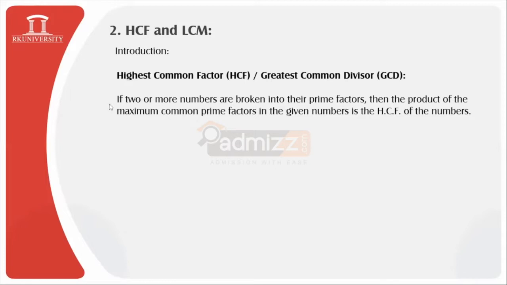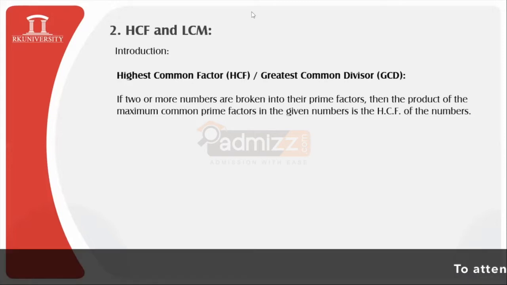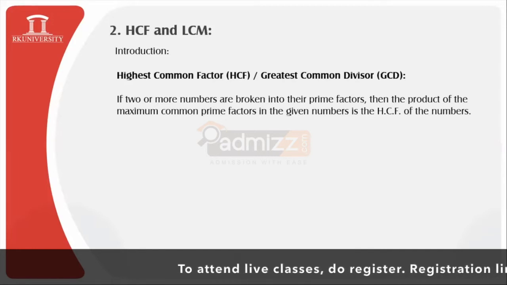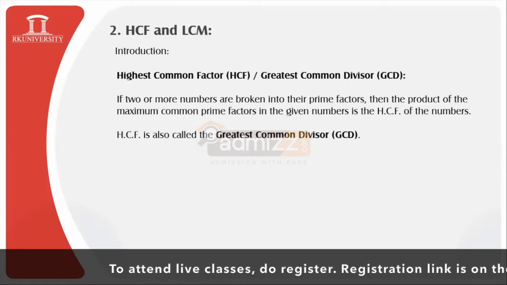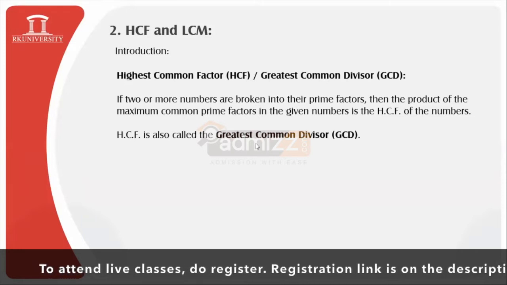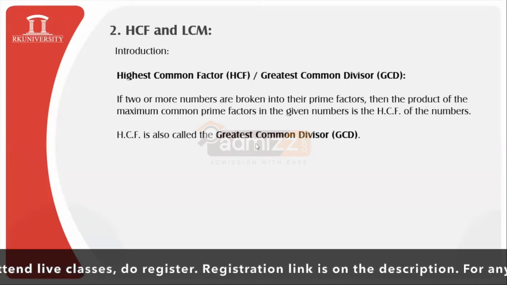Now, what is the definition provided? If two or more numbers are broken into their prime factors, then the product of the maximum common prime factors in the given numbers is the HCF of the numbers. We will try to understand this concept with the help of a very basic example. HCF is also called GCD, greatest common divisor, as I've already mentioned.